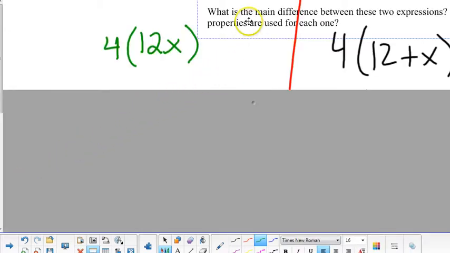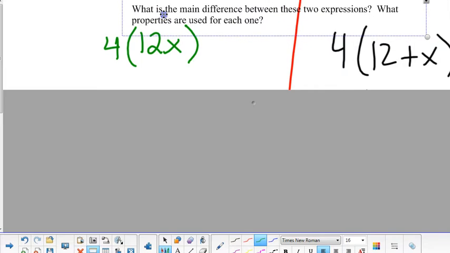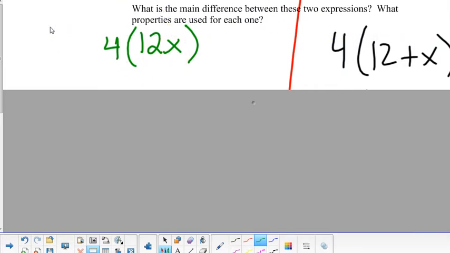All right, so I want you to think about this question. What's the main difference between these two expressions below? What property would I use for each? Hopefully you said to yourself, self... well, hopefully not talking to yourself. But in the green, there's no addition within the parentheses. So this indicates that we've got 4 times 12 times x, all multiplication. Whereas in black over here, we've got 4 times the sum, 12 plus x.